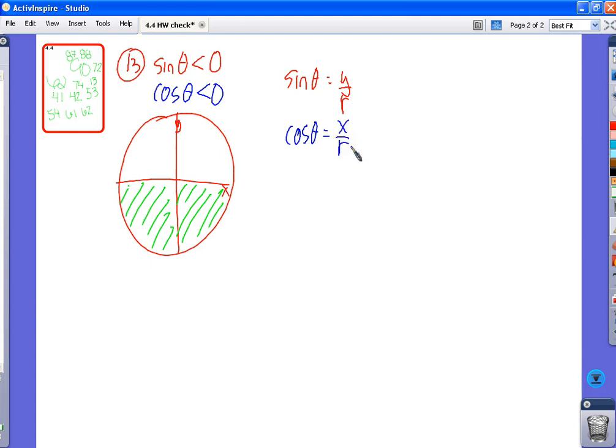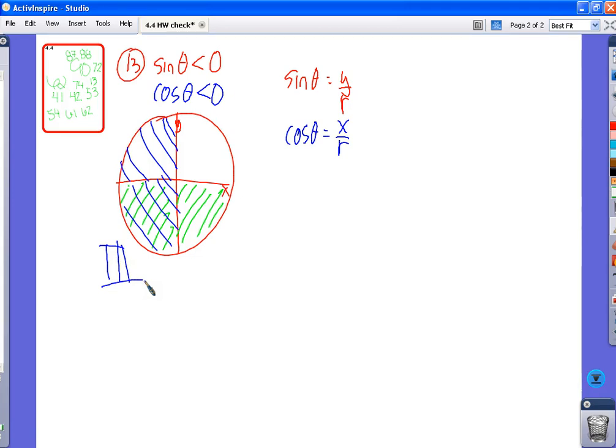Anyway. Well, cosine is also supposed to be negative. How will this be negative, then? If the x is negative. And where is x negative? On the second and third. That's right. In the second quadrant and in the third quadrant. Well, the only place that the sine is negative and the cosine is negative is? The third quadrant.